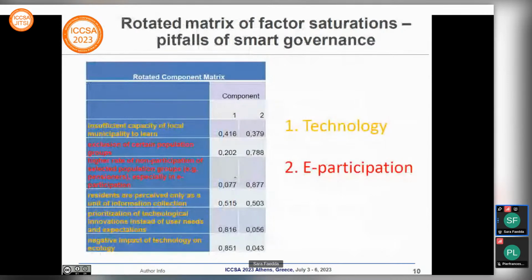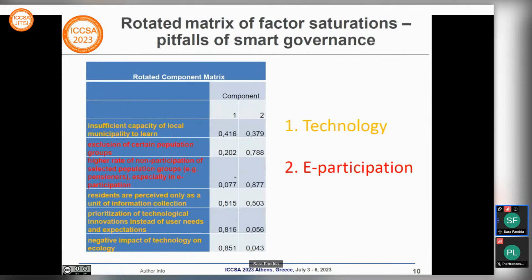We did the same again, using factor analysis, and found two main issues that should be solved if we want to be successful in smart governance implementation in cities. We should focus on the technology, but in this case, be prepared for the technological innovation, and also learn and educate the stakeholders, teach them how to use this new technological way of participation.